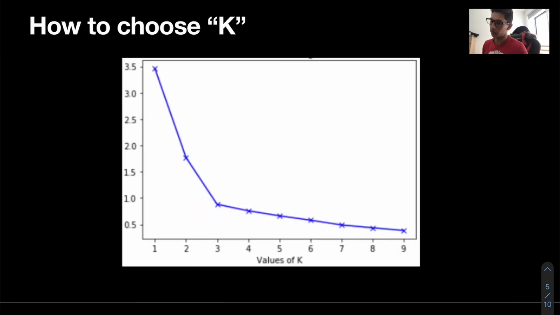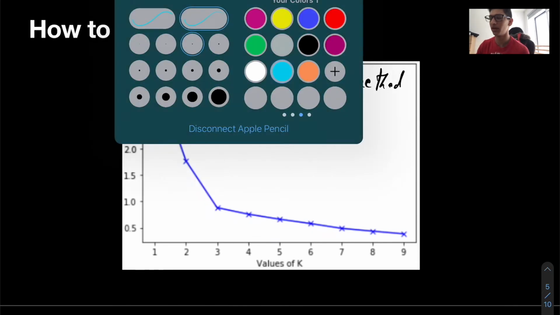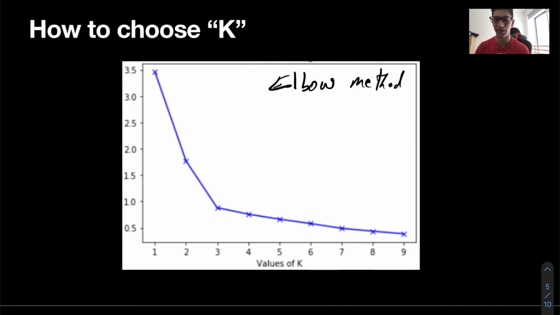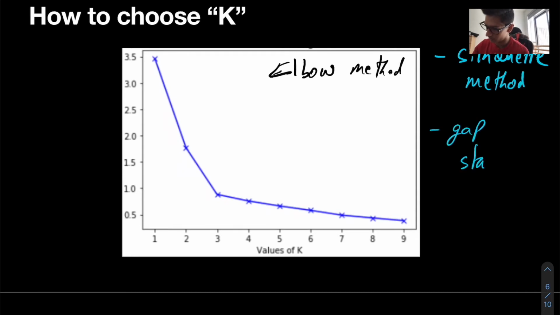Okay, so let's now talk about how we can choose k. There are various methods like the elbow method, which I'll talk about here. Then you have the silhouette method and the gap statistic. I won't go into detail about those. You can read up on them if you want. Let's just write those down here. So how do you spell silhouette? Silhouette, I think. So you have the silhouette method and the gap statistic.